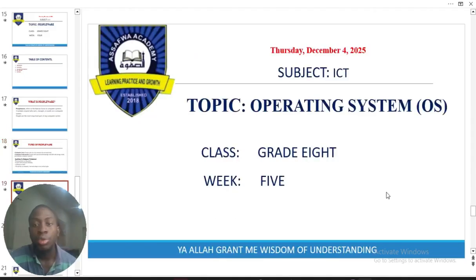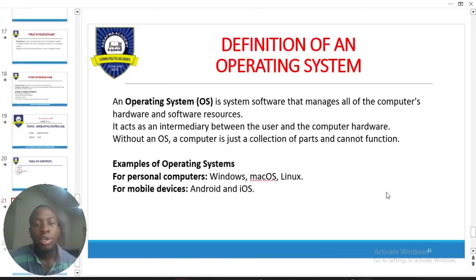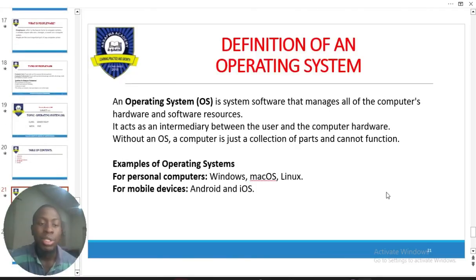Now, the next one is the operating system. We say the operating system is the system software that manages all the computer hardware and software. That means it makes sure that both the hardware and the software interact. Is that okay with you? Now, examples of operating systems: for your computers, we have Windows, Mac OS, Linux, Ubuntu, and the rest of it. For your mobile devices, we have Android, iOS. We have other operating systems, though they are not common. These are the two common ones that most people know and we have left for you in this material.